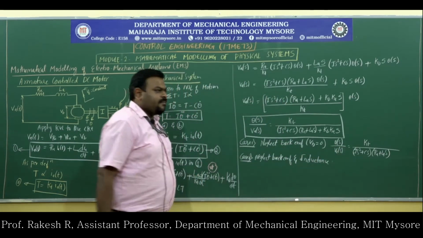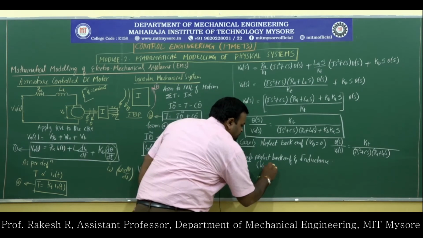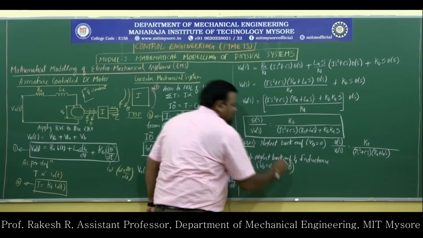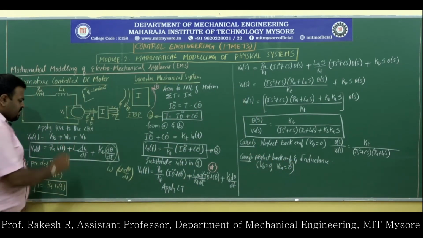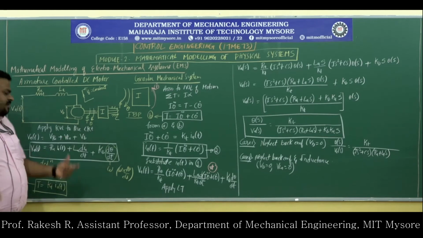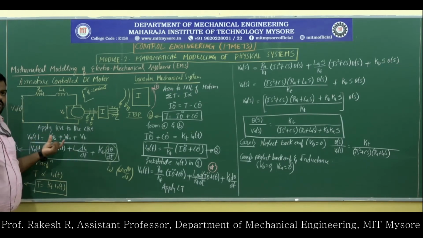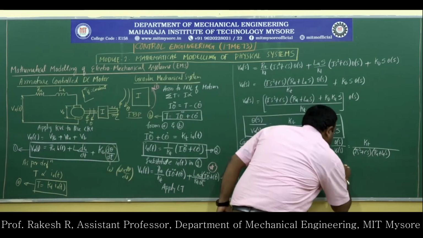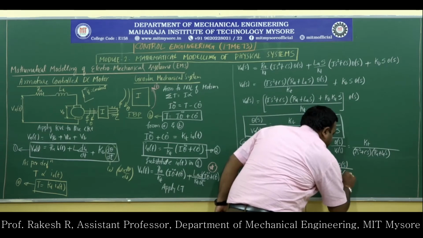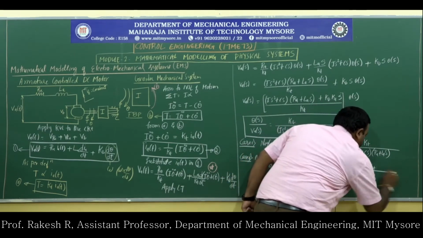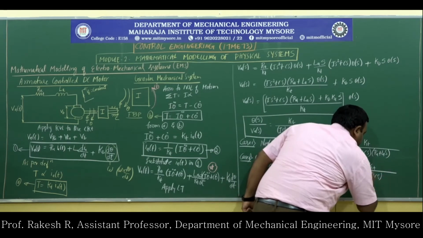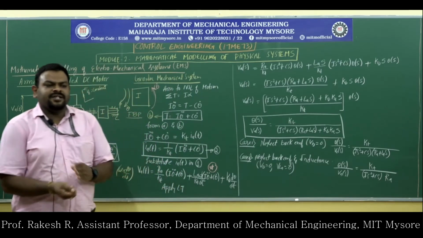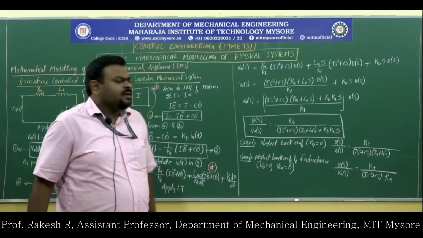So if you neglect back EMF, voltage across back EMF will be 0. If you neglect inductance, voltage across inductance will be equal to 0. So in this equation, this term and this term will be 0. The total voltage of armature will be equal to only the voltage across the resistance. So the final equation will be theta of S divided by VA of S will be equal to KT by (IS square plus CS) into RA. So these are the different cases in armature controlled DC motor.